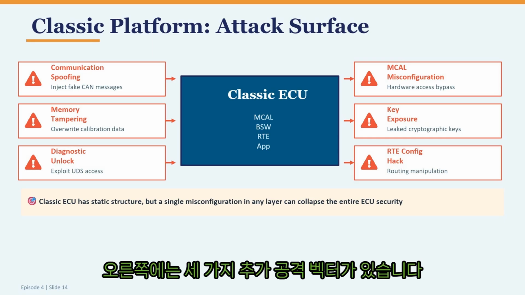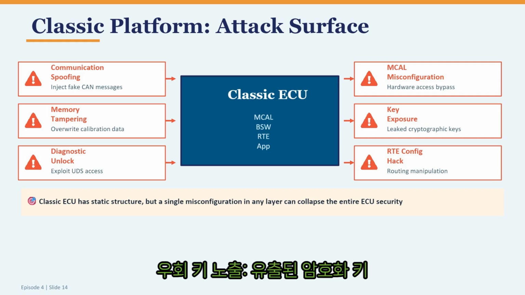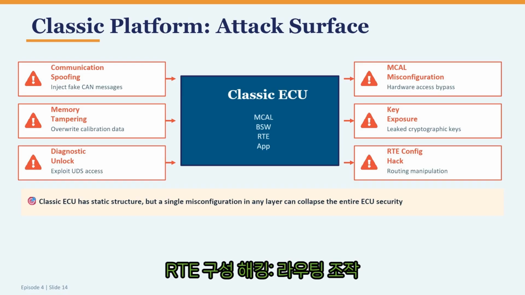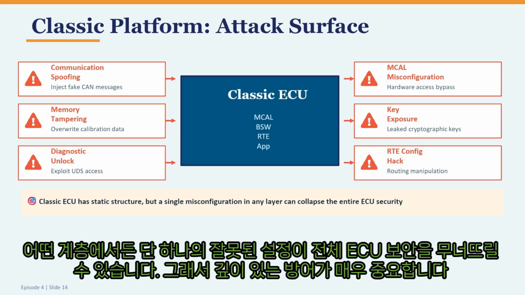On the right side, you have 3 more attack vectors. MCAL misconfiguration: hardware access bypass. Key exposure: leaked cryptographic keys. RTE config hack: routing manipulation. Here's the critical point. Classic ECU has a static structure, but a single misconfiguration in any layer can collapse the entire ECU security. That's why defense in depth is so important.